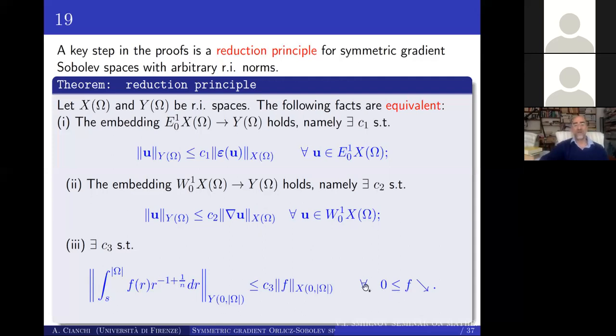In fact, one can show that this inequality for non-increasing functions is equivalent to the same inequality for arbitrary non-negative functions, but this equivalence is not trivial. Okay, so you see everything is reduced to this for the corresponding one-dimensional spaces, and as you can imagine, this is much simpler than the original problem.